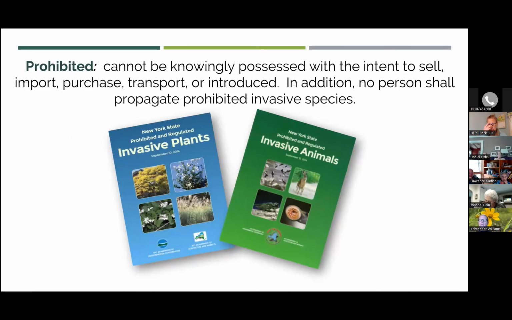In New York State, there are prohibited species that cannot be knowingly possessed with the intent to sell, import, purchase, or transport, or introduce in a free living state. These blue and green books, if you ever get your hands on them, you can find them on the internet. They're just the high threat and very high threat species that are really problematic. It's a great resource that you can use to learn the species, but I'll provide some other resources before we're done tonight. And again, these are the high threat and very high threat.